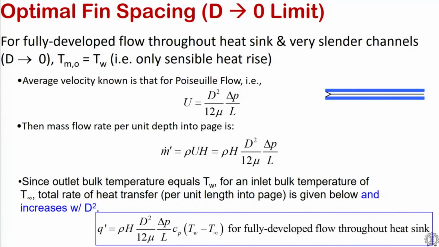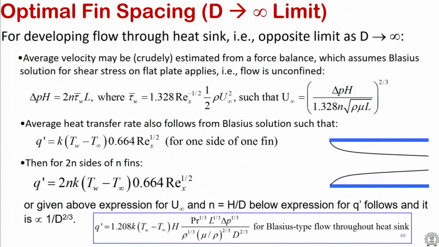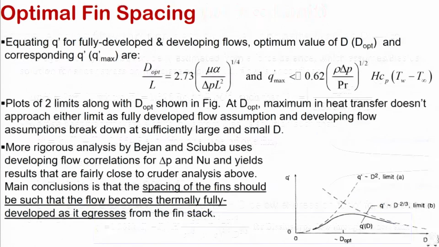In this case, the cold temperature is completely overutilized, so the best case scenario will be that this boundary layer merges with this boundary layer at some point close to the exit. That is what they found out: the spacing between the fins should be such that the flow becomes thermally fully developed at its exit or closer to its exit. And this is typically a very good rule of thumb when you are trying to design longitudinal heat sinks.